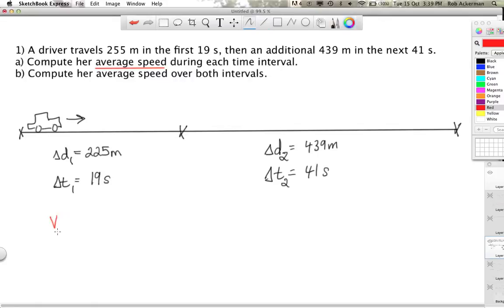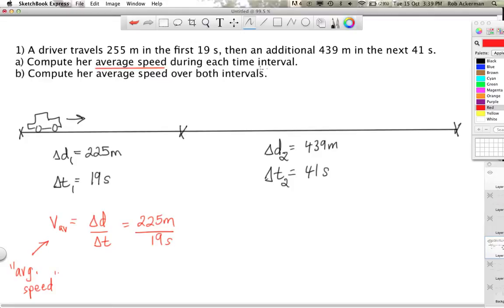So that's going to be V for speed equals delta D over delta T, 225 meters in 19 seconds. And because this is an average speed, we put the little letters AV underneath the V. So this is called a subscript when you write the letters just below the main letter. VAV, and this means average speed. And average speed is actually just all the distance you covered in all the time.